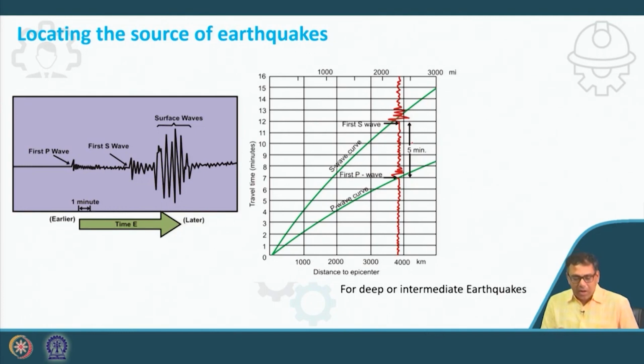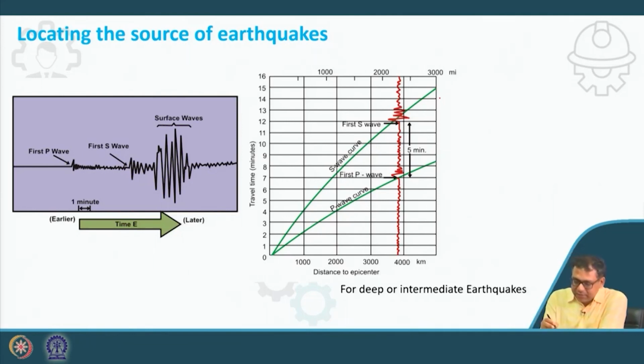But what I have is the seismogram data from the seismograph, and I have the travel time versus distance plot. This travel time versus distance plot is available, where the travel times for the P wave and S wave are plotted against the distance from the epicenter.